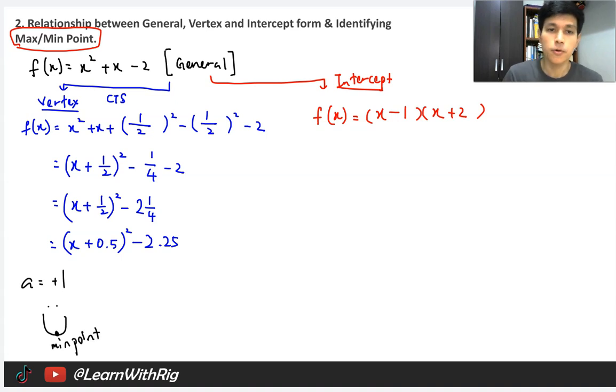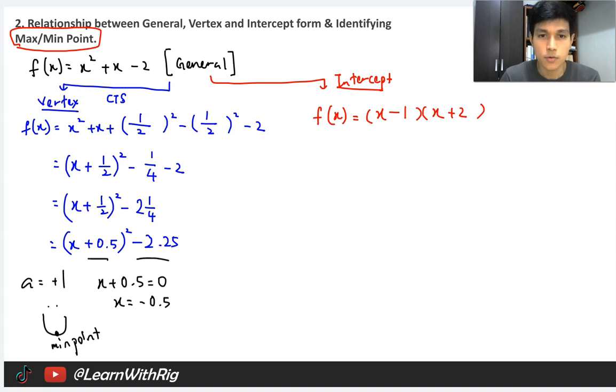So what's the minimum point? You're going to get the x value of the minimum point from here, and the y value of the minimum point from here. To find the x value, you just have to take x plus 0.5 equals to 0. So x is equal to negative 0.5. So negative 0.5 is your x value of the minimum point.